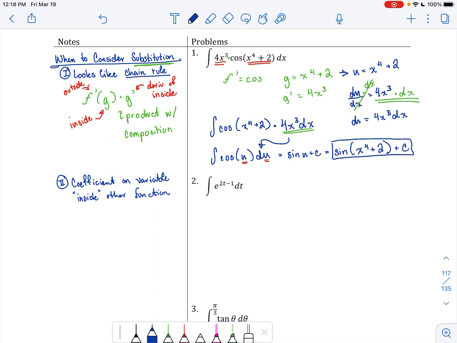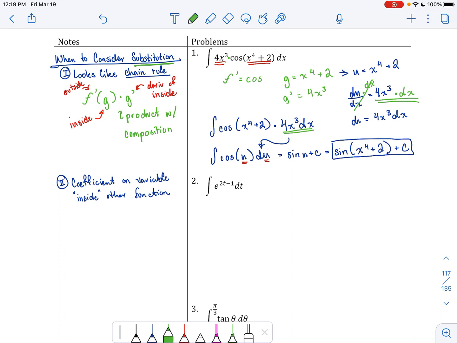Now, the reason we use u substitution like this is sometimes it doesn't work out as perfectly as number 1 did, because you're not always going to end up with exactly that derivative on the outside. So let's look at an example where it's good to use our substitution, but it doesn't work out quite as perfectly.